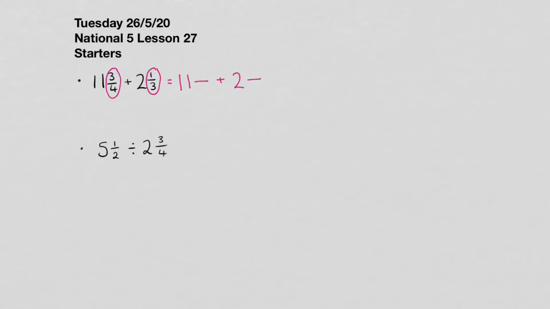So looking at the 4 and the 3, the smallest number that 4 and 3 both go into is 12. So that's what we're going to put in the denominators. And then we need to make sure that whatever we've done to the bottom, we do to the top. So to change this 4 into 12, we've multiplied by 3. So we need to do the same here. So that gives us 9. Then to change this 3 into 12, we've multiplied by 4. So we need to do the same here.